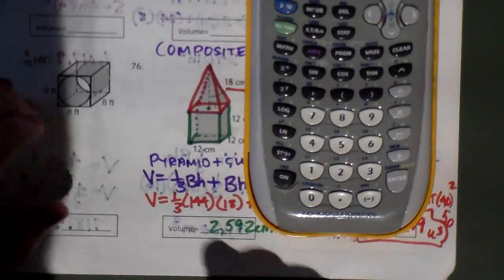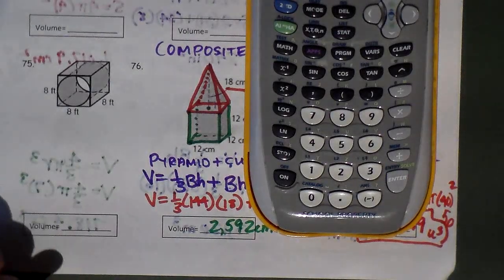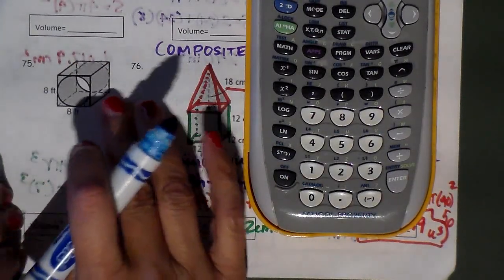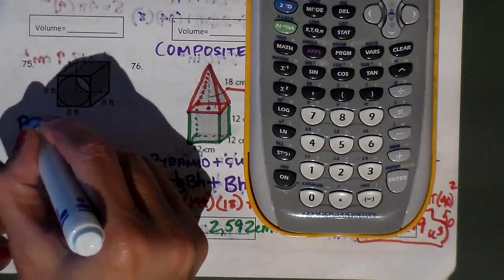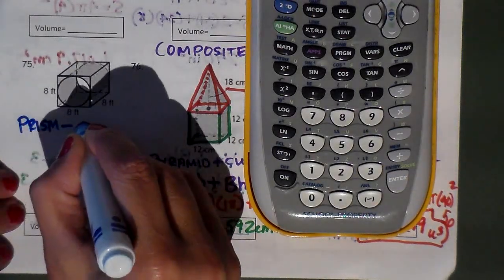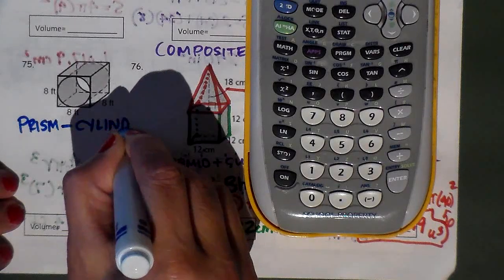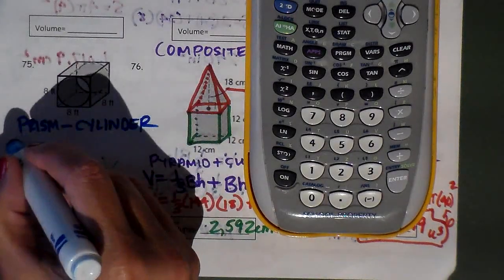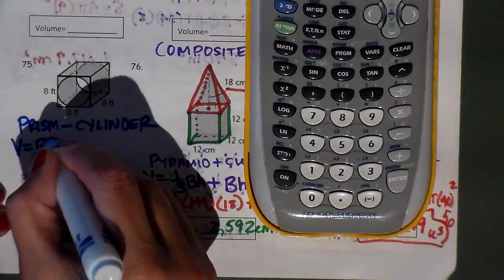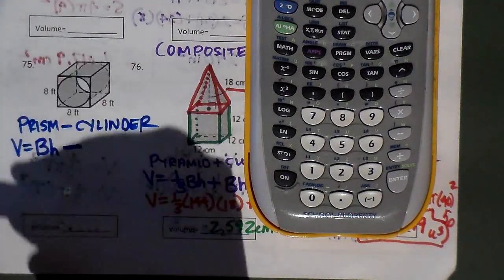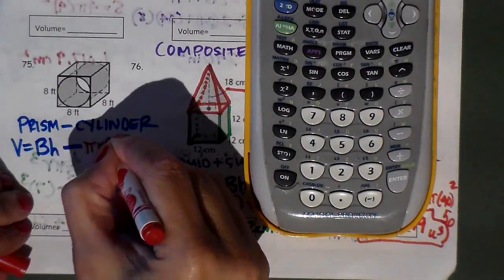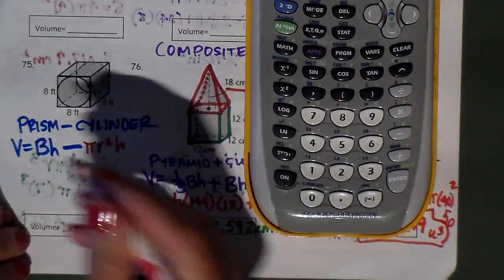Now this other one here, sorry, I'm just a little tired. This last one here, we have a cylinder cut out of a prism. So you're going to find the volume of the prism, and you're going to subtract the volume of the cylinder that's been cut out. So what's the volume of a prism? BH, and then we're going to subtract the volume of a cylinder, which is pi r squared h.